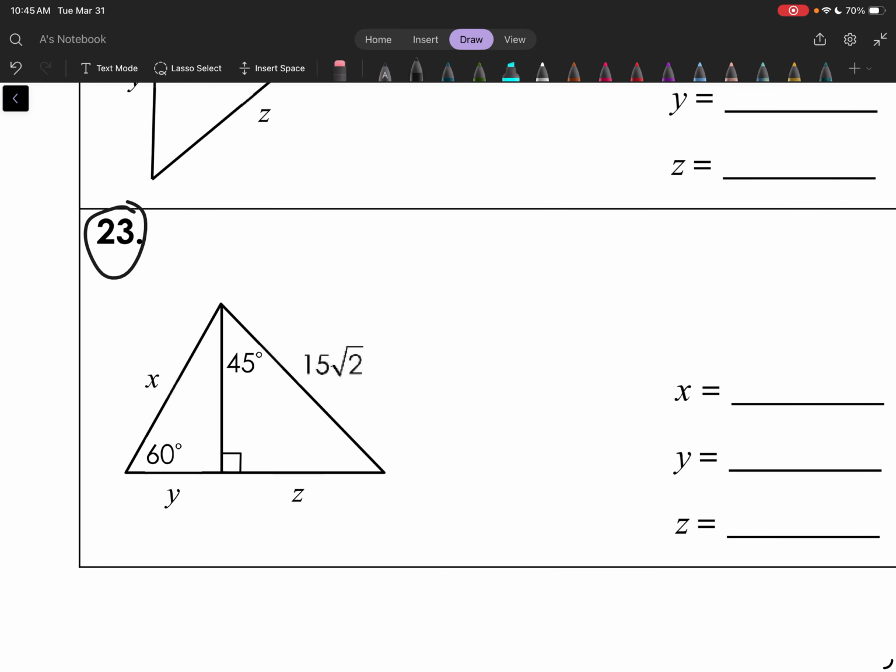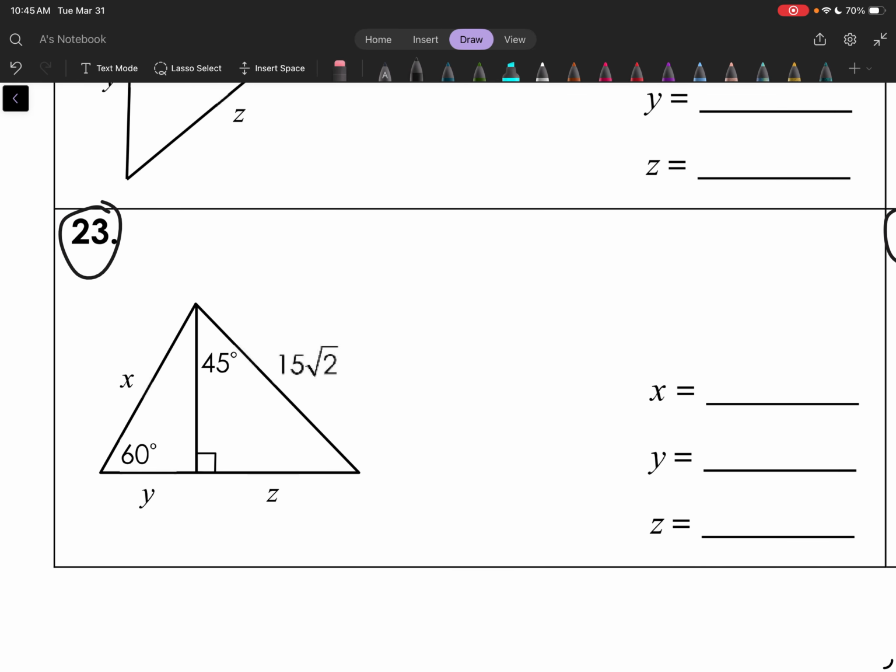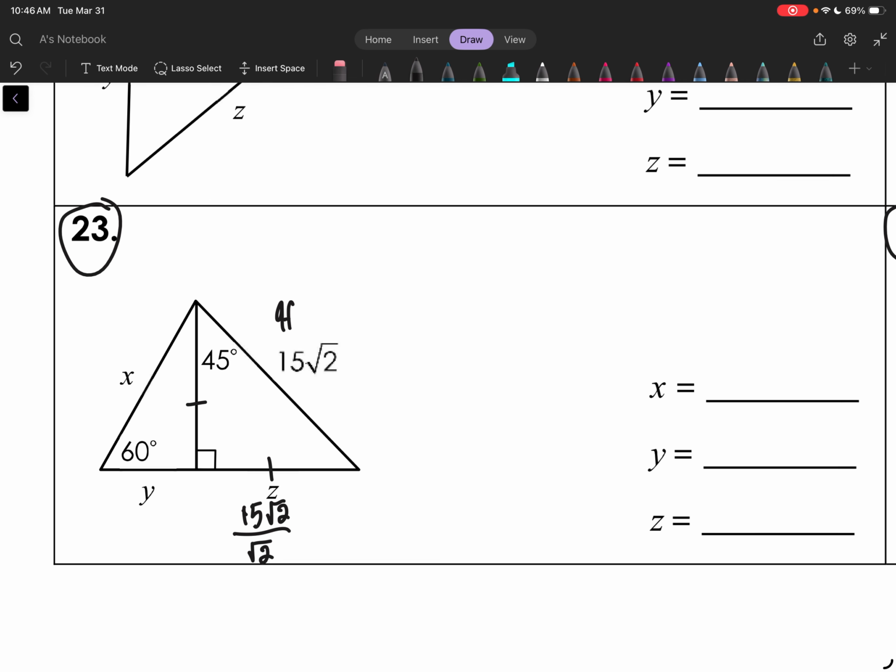23. I'm given the hypotenuse on a 45, 45, 90. That's 15 square root 2. To find my legs, I need to do 15 square root 2 divided by the square root of 2 to get my leg. This is just 15. So z is 15, and the leg of the left triangle is 15.